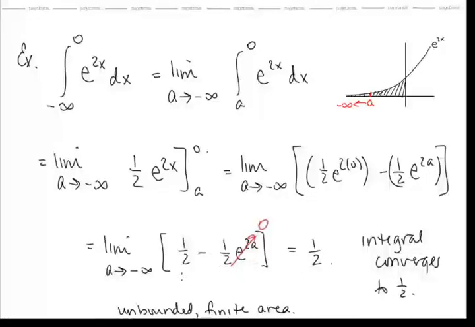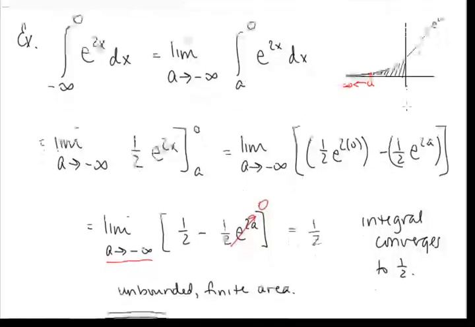So we're here now, what's written in black. And now we can take the limit as a goes to negative infinity. What happens to e to the 2a? As a goes to negative infinity, e to the 2a goes towards 0, so this part goes towards 0, which takes this entire term to 0. So we have 1/2 minus 0, which is 1/2. So this integral converges to 1/2. That says this area measures to 1/2 square unit, even though it is unbounded. It's an unbounded finite area.